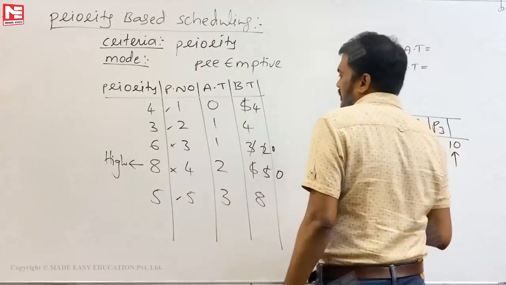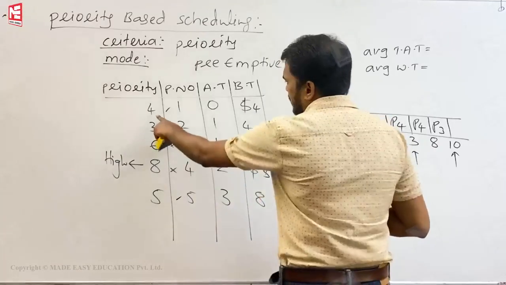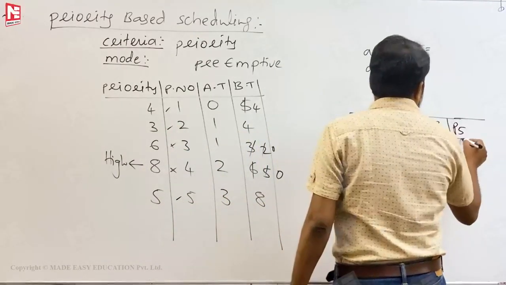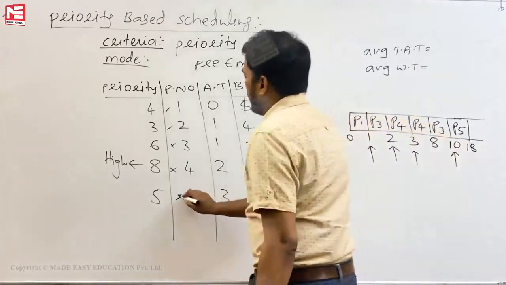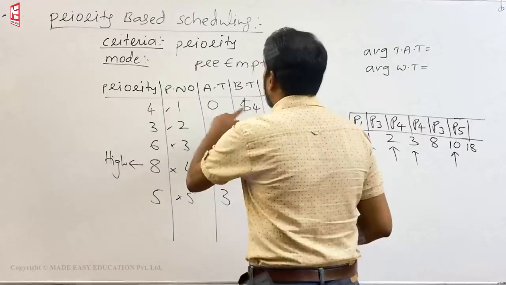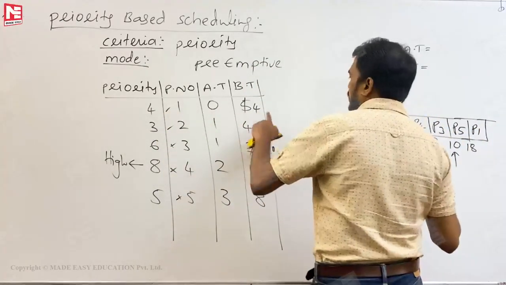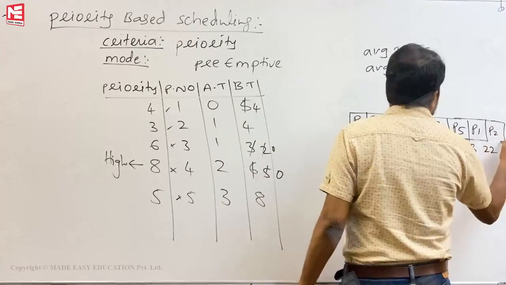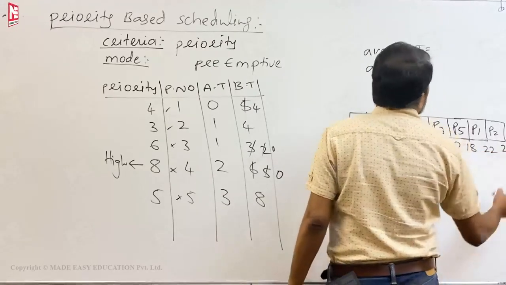Now present time 10. Who is the next high priority process here? Okay, P5. Look at it, this is 4, this is 3, this is 5. Next high priority is P5. So take out P5. P5 requires how much here? 8. So that is 18. And among the next 1 and 2, who has high priority? P1. So P1, okay, 4 high priority. That requires 4, so that is 22. And the last one is your P2. P2 requires how much? Okay, 4. That is 26.